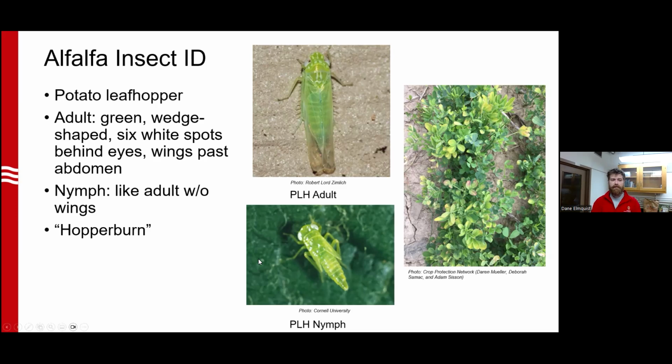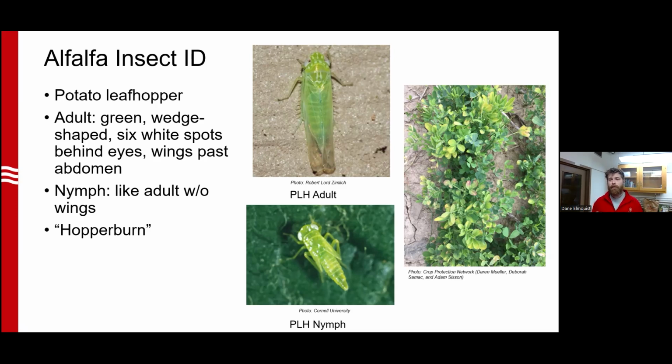And the damage that potato leafhoppers leave behind may result in stunted growth, yellowing of the leaves, which we see here. That's that characteristic hopper burn, and reduced forage quality. So regular scouting, again, is essential for this pest.